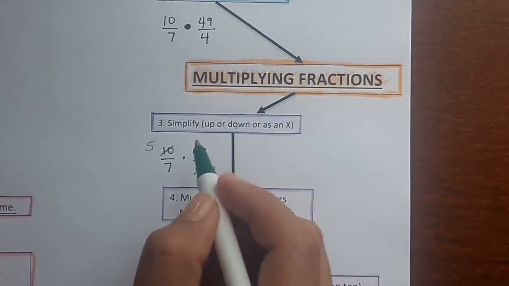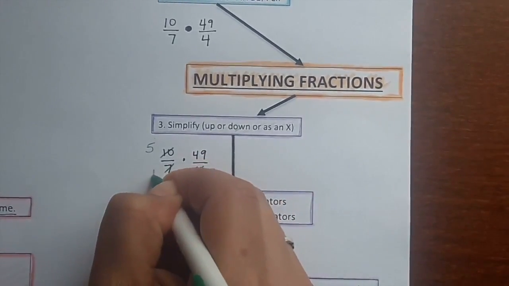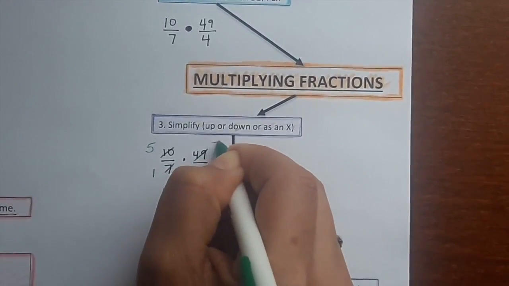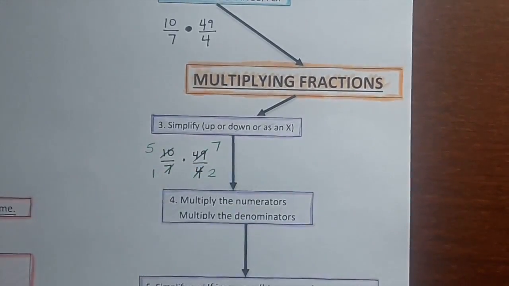7 goes into both of those. How many times does it go into 7? 1 time. How many times does 7 go into 49? 7 times. And keep checking. So I check up and down. No, I'm good. Up and down, I'm good. As an x, I'm good. So that's as simplified as it can be.